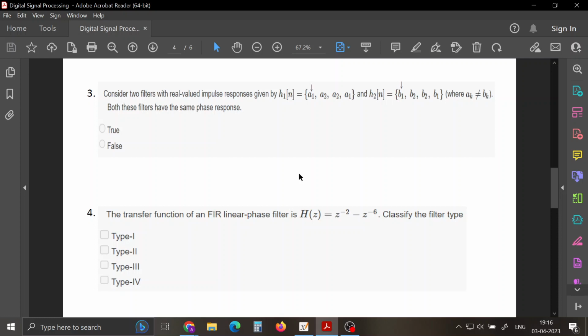So here also we are given two sequences, H1 of n and H2 of n, for the two different filters. All we need to check is, first of all, whether they are of the same length or not, and whether they have symmetry or not. If yes, then that's it. We can easily conclude that both of them will have exactly the same phase response. This way we avoid that tedious calculation.